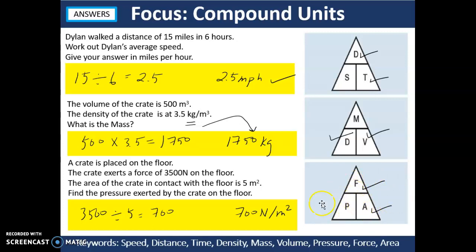Last one, you got yourself a force, you got yourself an area, so in order to find pressure, we divide them. Now, special thing to note, you might be wondering, what exactly is the unit for pressure? Well, notice how force is newtons, area is meter squared. So you're just literally saying newtons divided by meter squared, or newtons per meter squared.